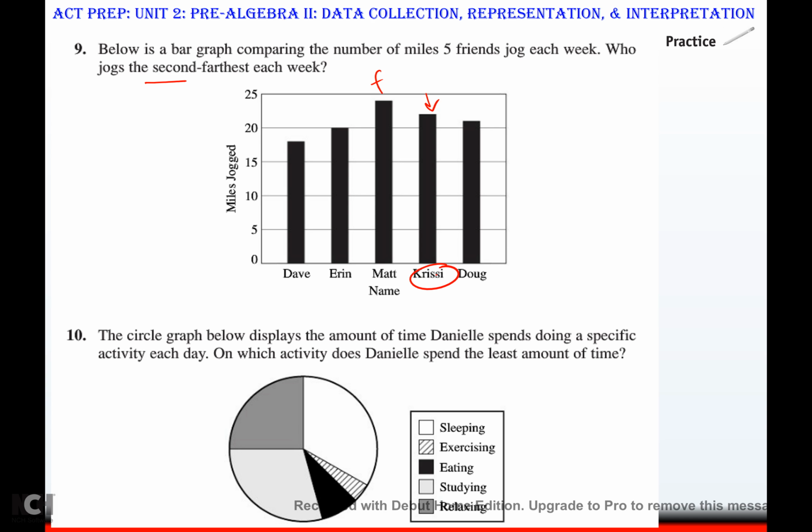Okay, 10, the circle graph below displays the amount of time Danielle spends doing specific activity each day. On which activity does Danielle spend the least amount of time? So we're looking for the smallest wedge, which is the stripes, which is exercise. Alright, you try this one, hit pause, come back when you're ready.